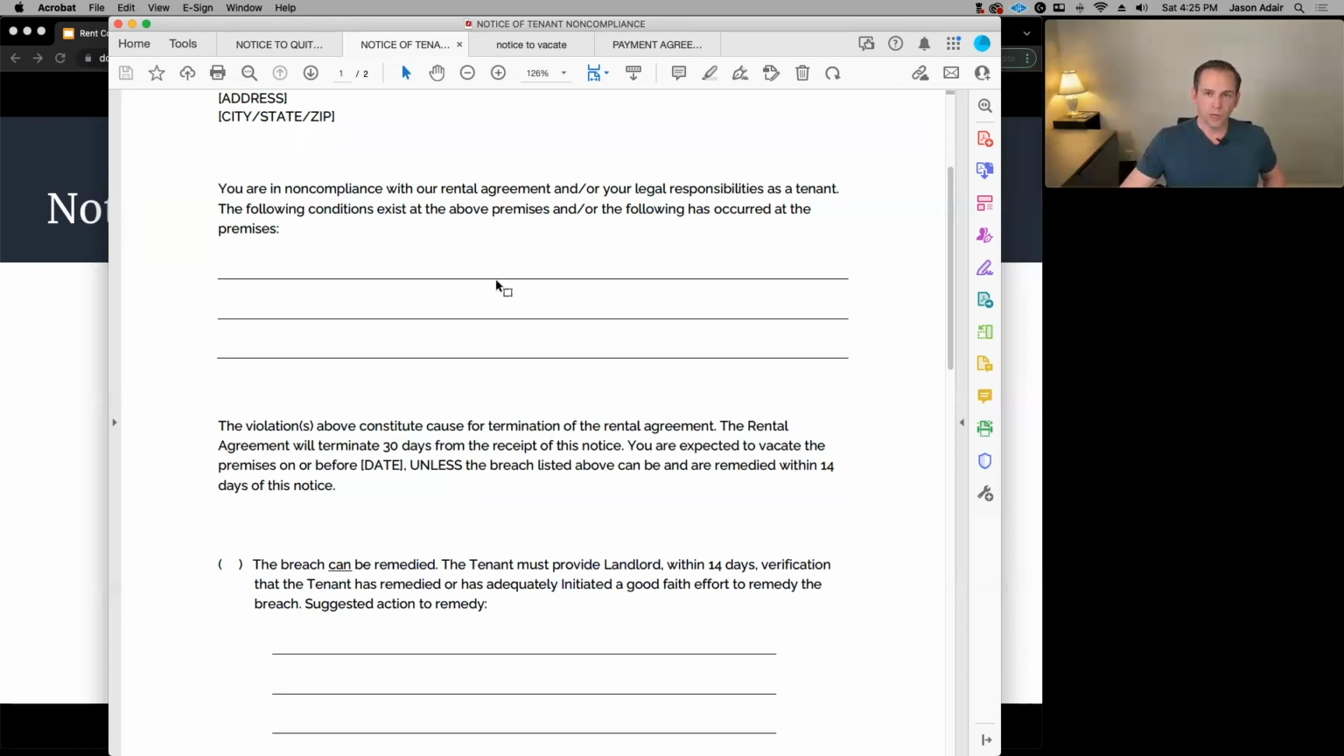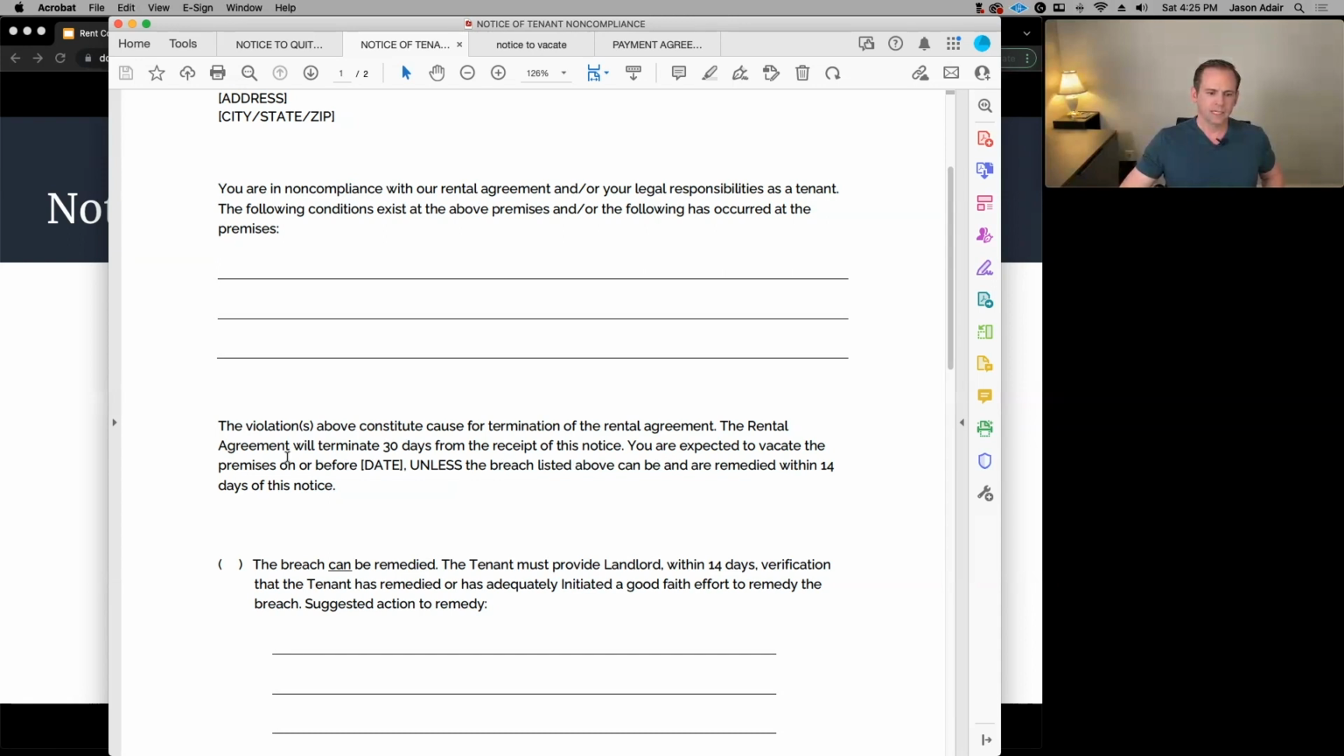You know, use the ones that you should be using. The last thing you want to do is go through all of this and the court be like, this isn't even a valid notice. I've never seen that happen, but you definitely want to make sure your i's are dotted on this stuff. Like this one, it even says on here that the rental agreement will terminate 30 days from the receipt of this notice.